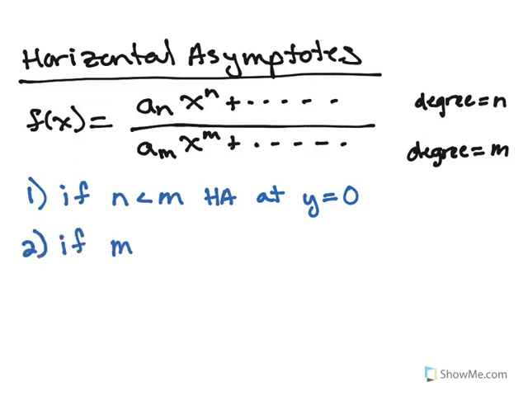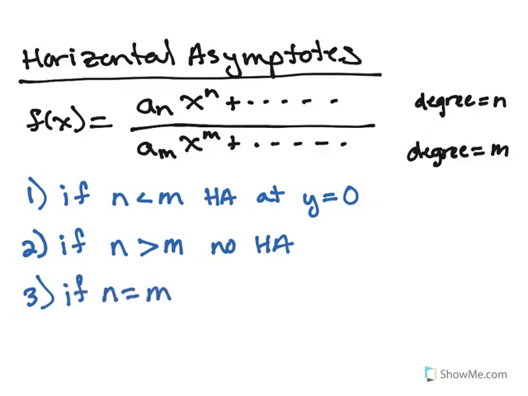If the degree of the numerator is greater than the denominator, there is no horizontal asymptote. Our third case is if the degree of the numerator equals the degree of the denominator. We get a horizontal asymptote that is a ratio of the coefficients of the leading terms.